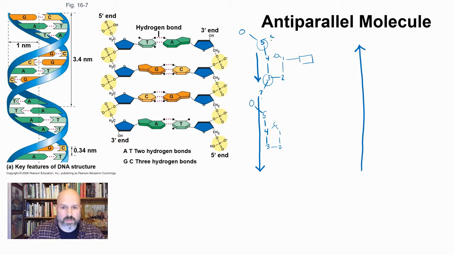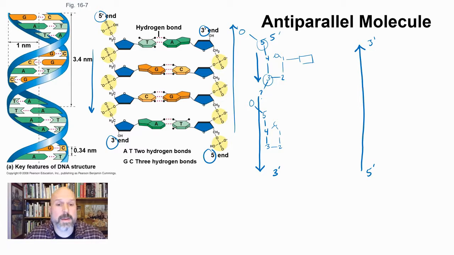So if this goes 5 to 3 in this direction, this other one has to go in the opposite direction. It's called anti-parallel. They're parallel, but they're going in opposite directions. And you can see it in this molecule here. There's the 5 prime, there's the 3 prime, they're going in this direction. There's the 3 prime, there's the 5 prime, they're going in this direction. Okay. Anti-parallel, 5 to 3.